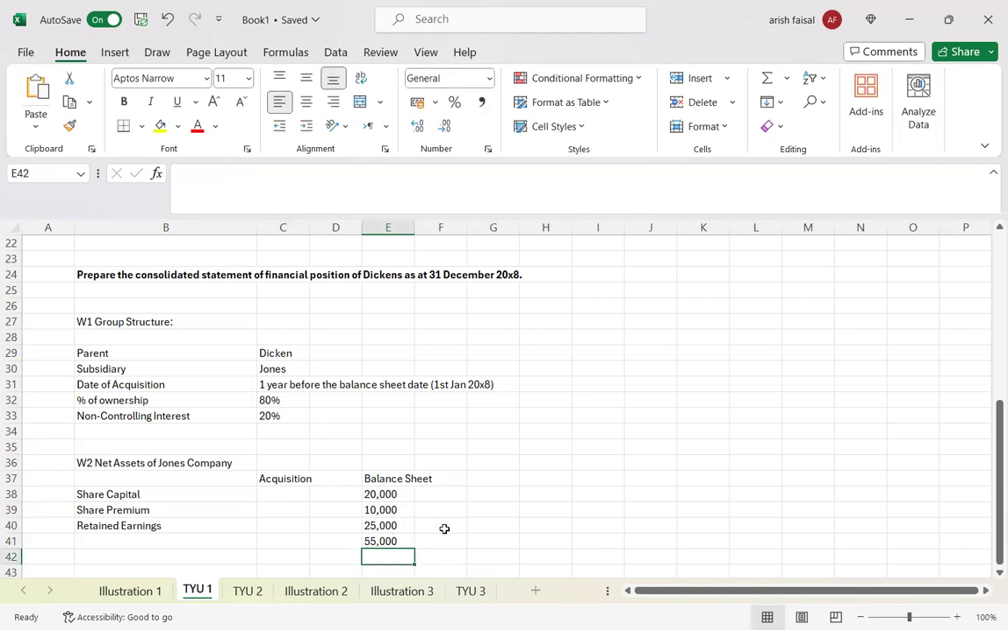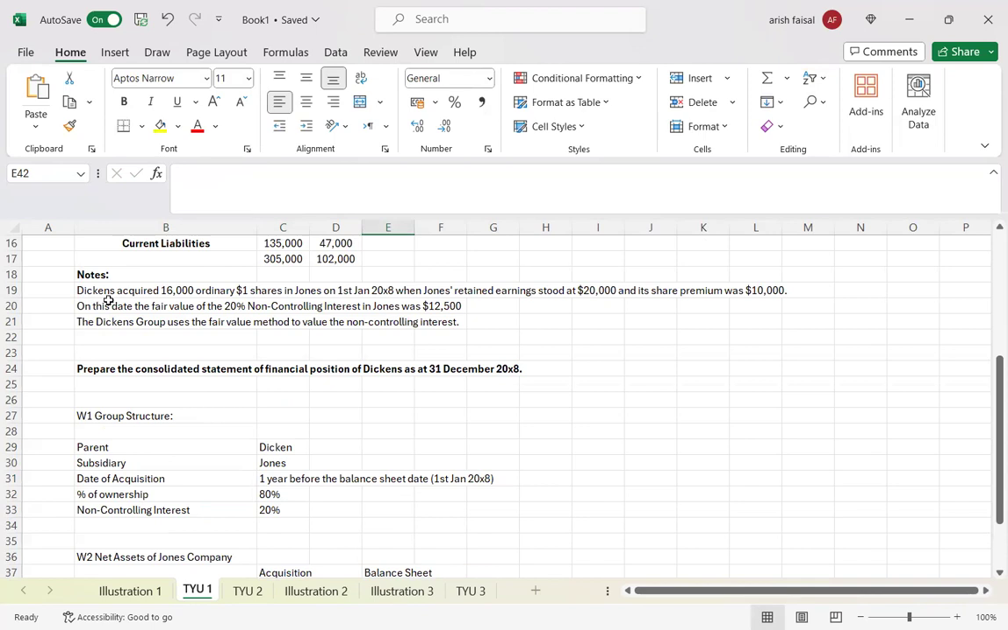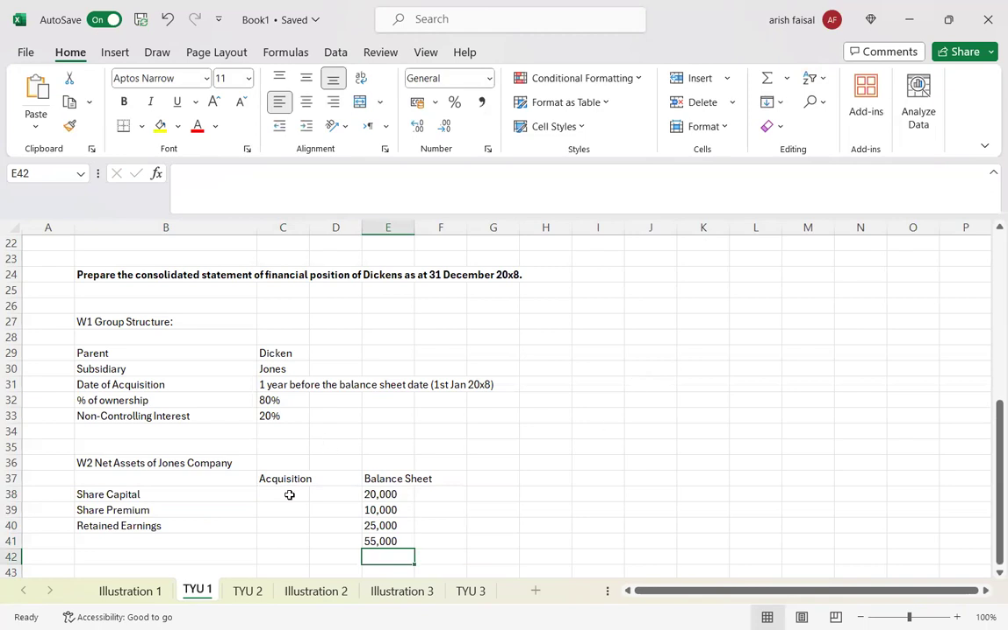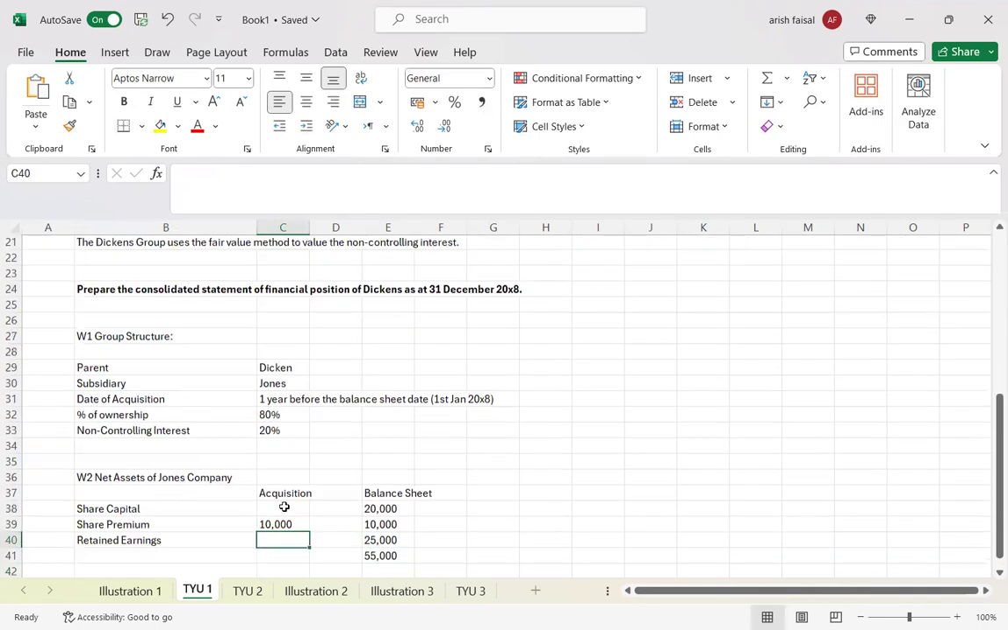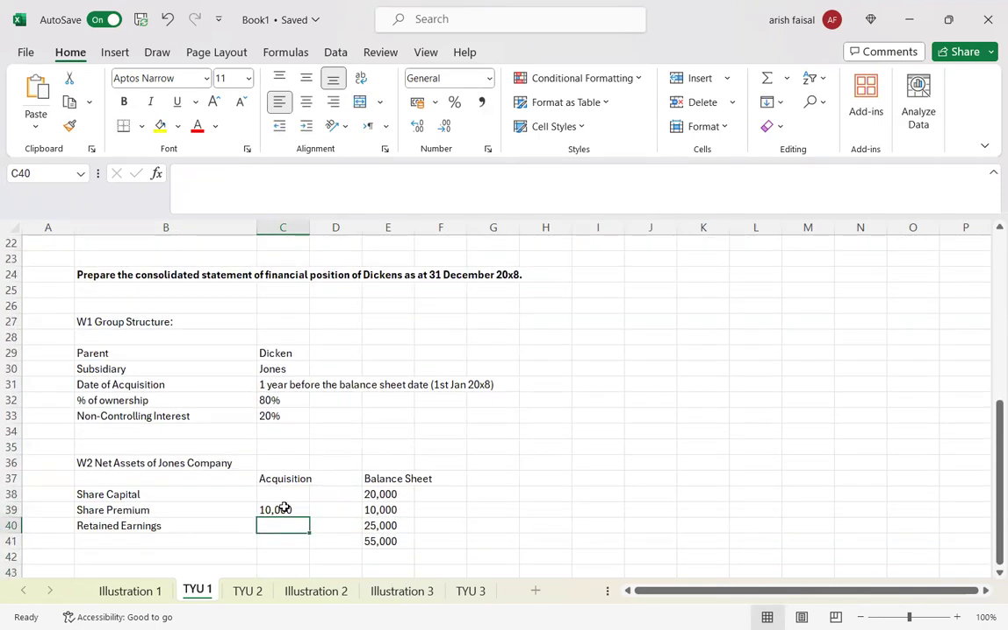Now, what you have to work out is for the date of acquisition. Here, if you see in the first point, it says Dickens acquired 16,000 ordinary shares in Jones on 1st of January, which is 1 year before the balance sheet date, when the retained earnings stood at 20 and the share premium was 10. So they have already provided you that the share premium was 10,000, but the retained earnings was 20. So over the year, the retained earnings has increased by 5,000. So this is 20,000 over here.